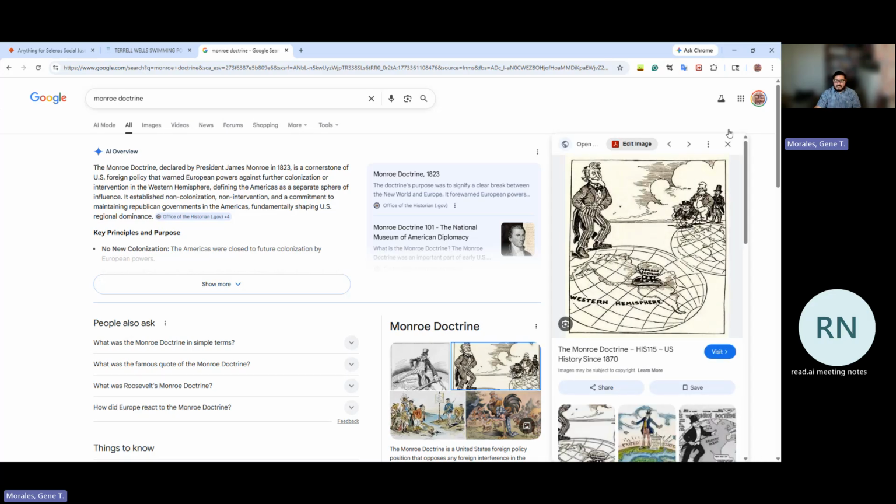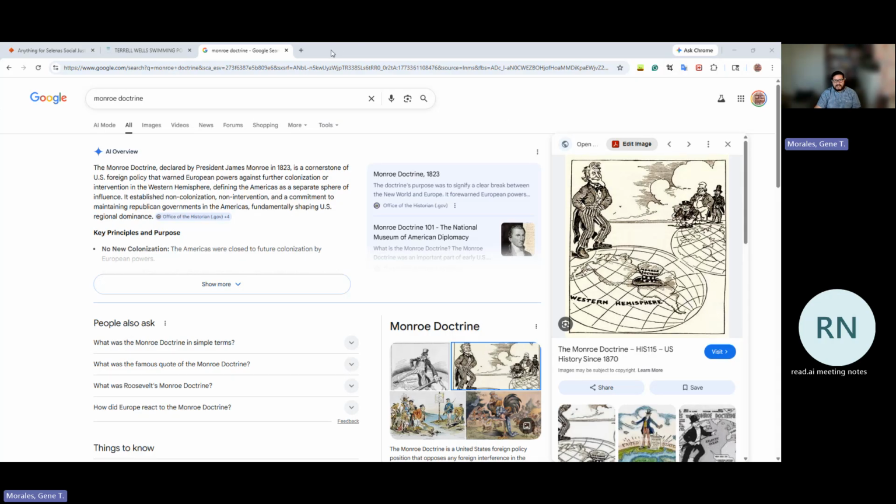You can actually look up some of these clippings from these political cartoons of the Monroe Doctrine. Obviously, that's Uncle Sam. These are supposed to represent Europeans, but the Western Hemisphere, of course, is this whole sphere of influence for the United States either way.